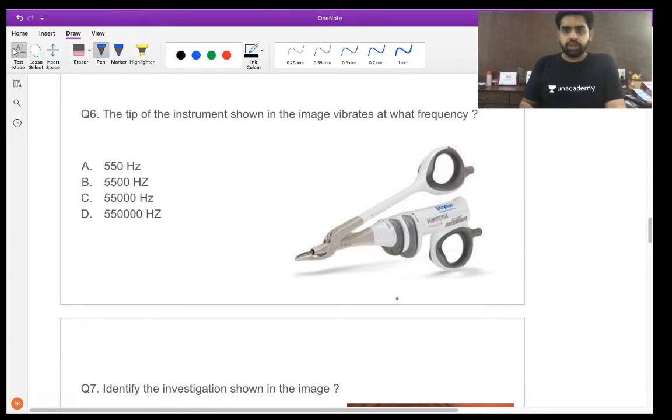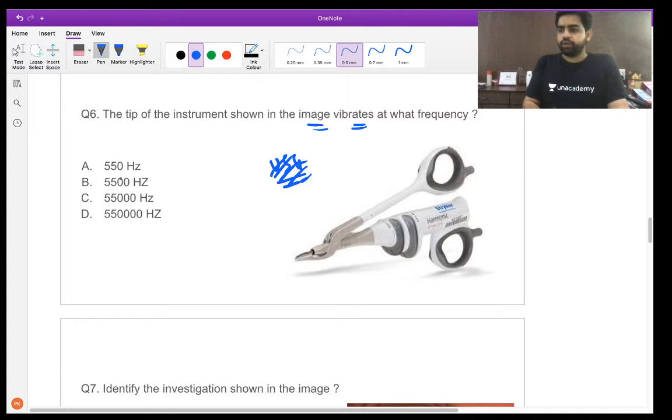Now, this is a harmonic scalpel which has been shown to you. What I'm trying to ask you is, the tip of the harmonic scalpel vibrates at what frequency? Again, a very simple question, but an important one. What is the mechanism of action of a harmonic scalpel? It is based on ultrasound, not exactly USG frequency. It is basically the high frequency vibration of the tip, which brings about the vessel sealing and all those things.